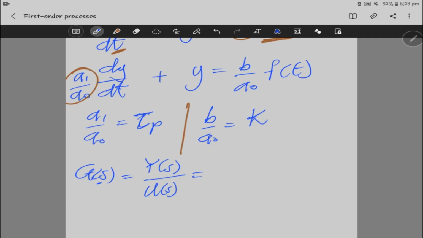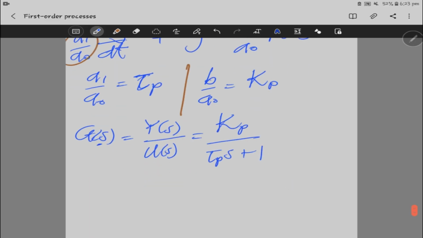So for the first order system, the transfer function usually has this form, right? Here we have the gain of the process, and then we have the time constant of the process, and then we have s, and then we have 1, right? So this is for what we call a first order system, right?